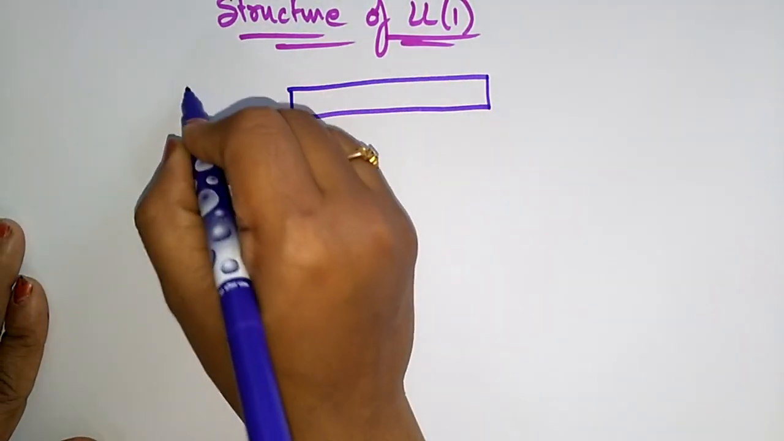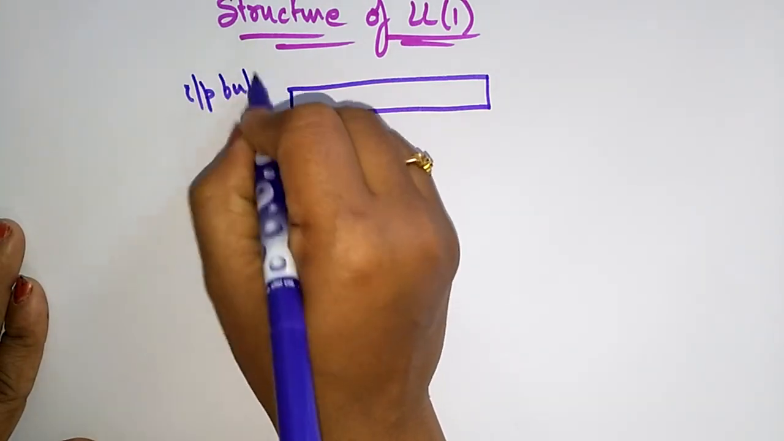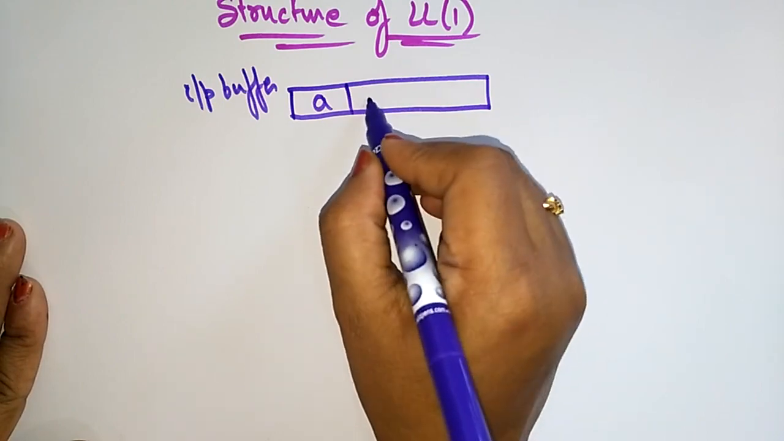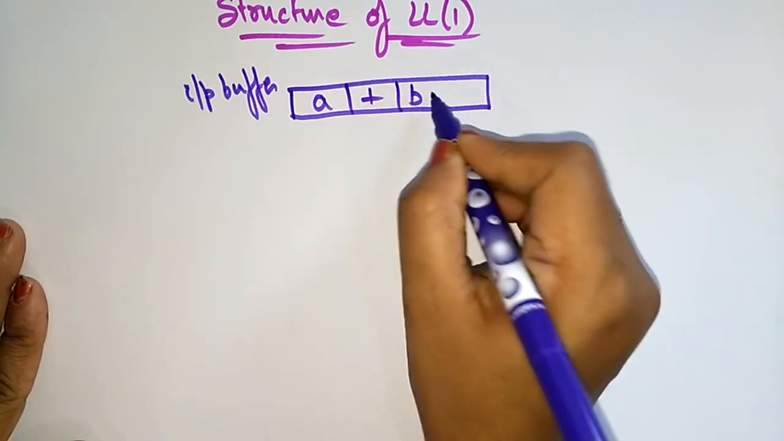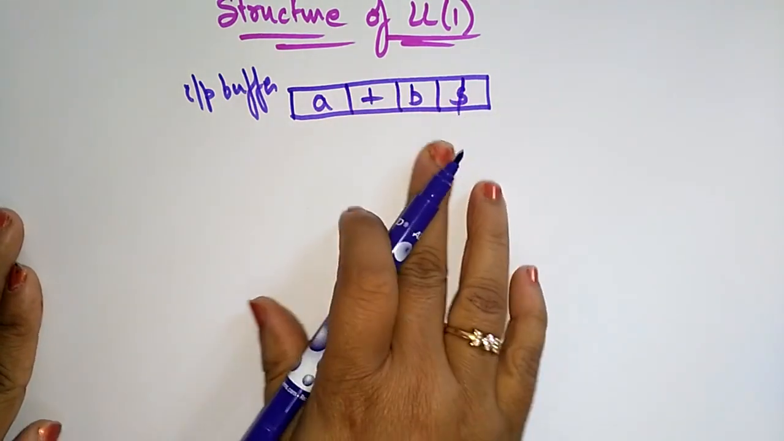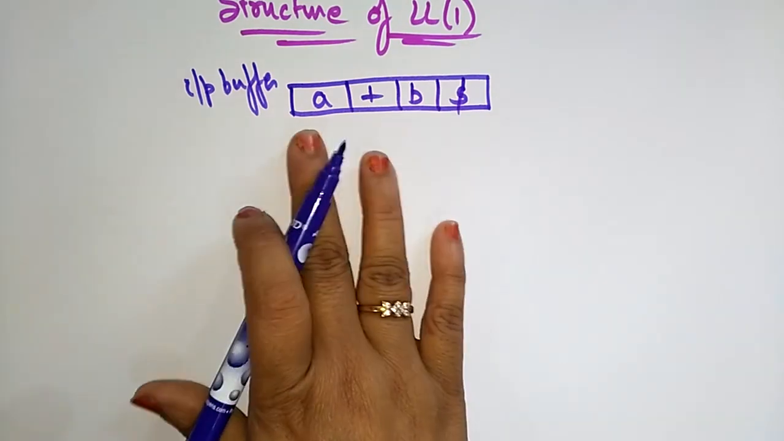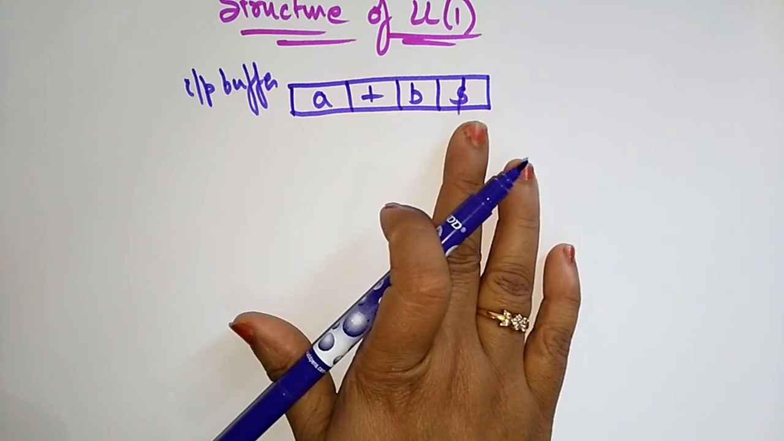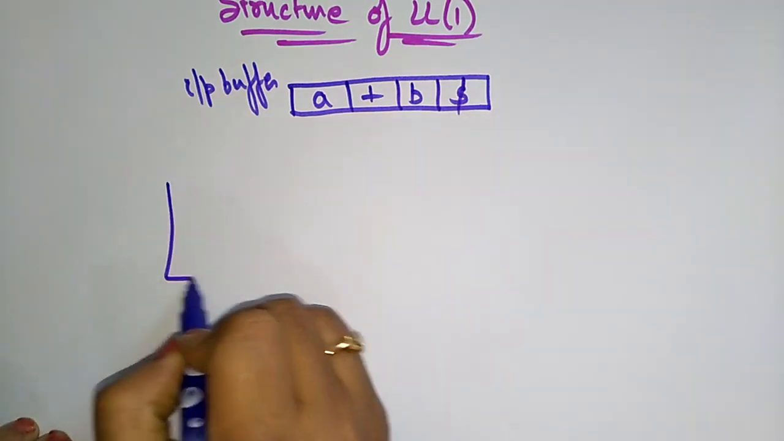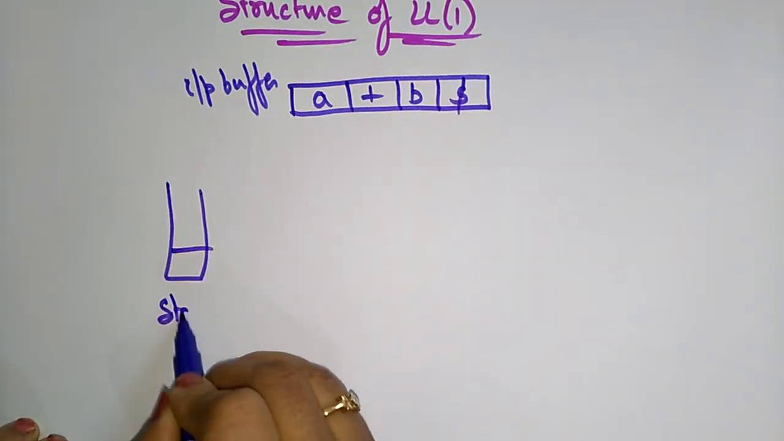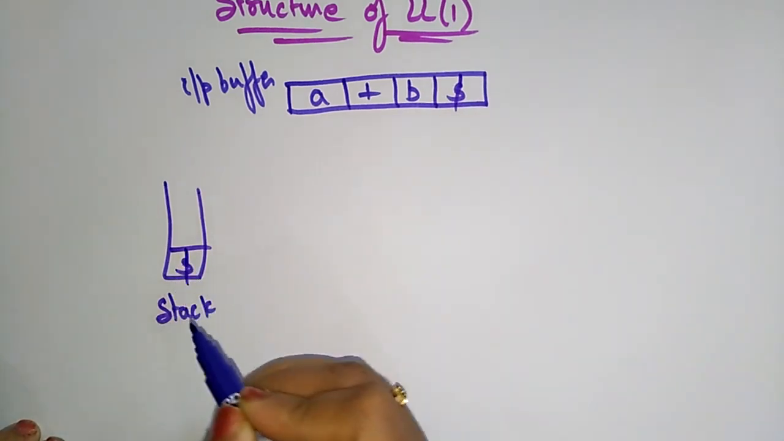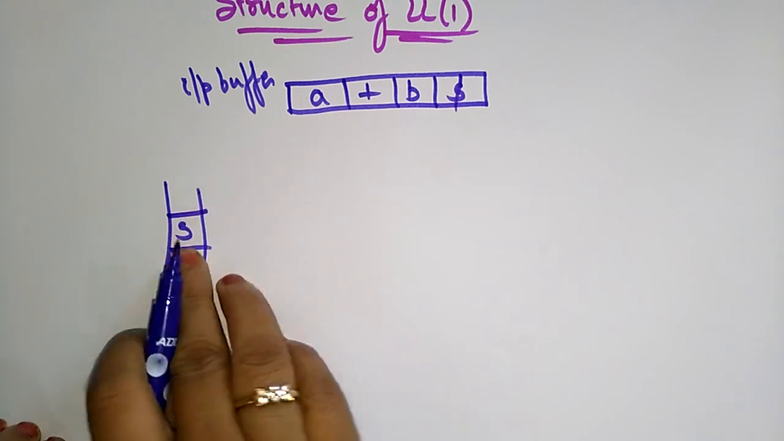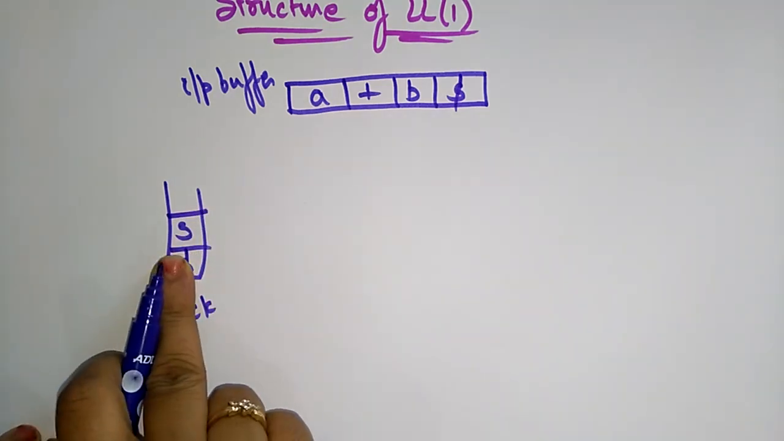Let's take this as the input buffer. Let's take A as one terminal, plus as another terminal, B as another terminal, and it ends with the dollar, which indicates that the stack has consumed all the strings once it reaches the dollar. Next, coming to the stack. The stack first contains dollar, which indicates the empty stack. Next, S is the starting symbol. The grammar's starting symbol is placed on the stack.